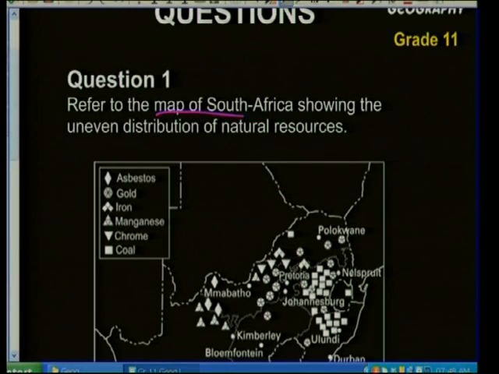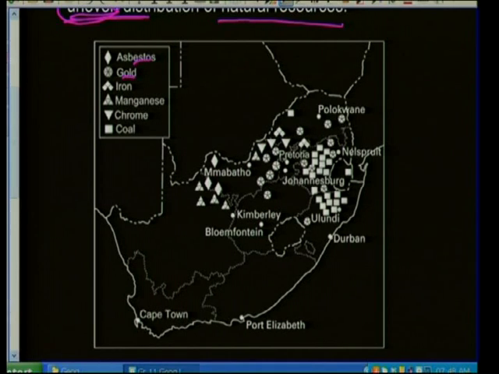We will look specifically at South Africa and the resources, in this case, mineral resources that are distributed across South Africa. In this question, we refer to the map of South Africa showing the uneven distribution of natural resources. Upon studying this map, you would be able to observe the following: resources in the form of asbestos, gold, iron, manganese, chrome, as well as coal. And if we look at this map, immediately you can see that there is an unequal distribution of resources to the east as well as to the west of the country.